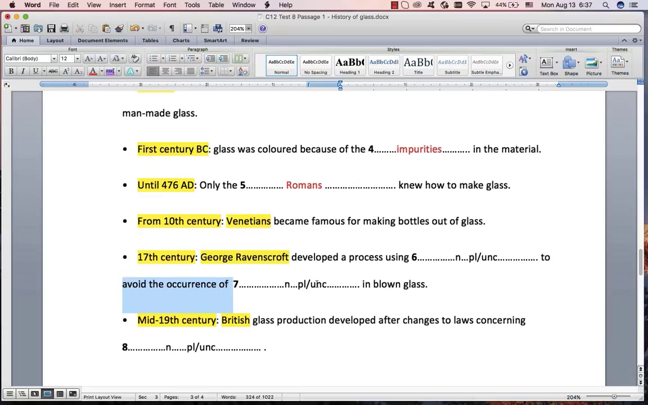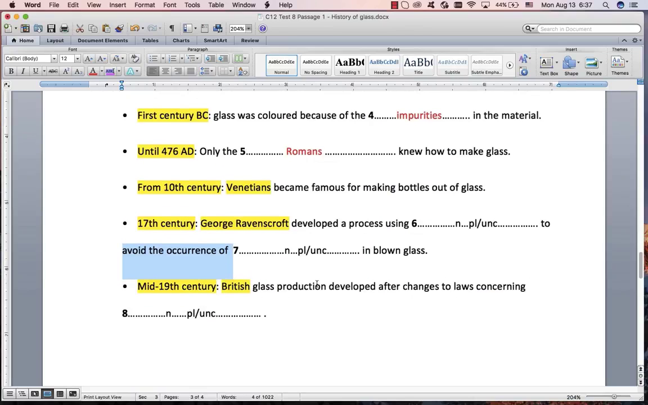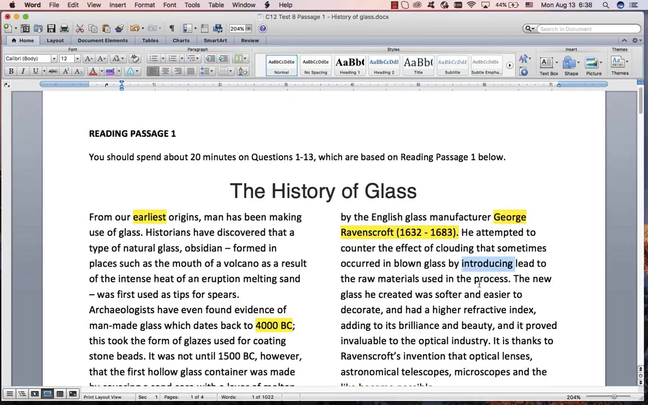Avoid the occurrence of in blown glass. What are we trying to avoid? But it might be easier to do this one first, because this gives you a clue. I want you to notice this is an ing word, and it's quite possible then, not always, but possible, that you will be looking for an ing word in the text. And that is it over there.